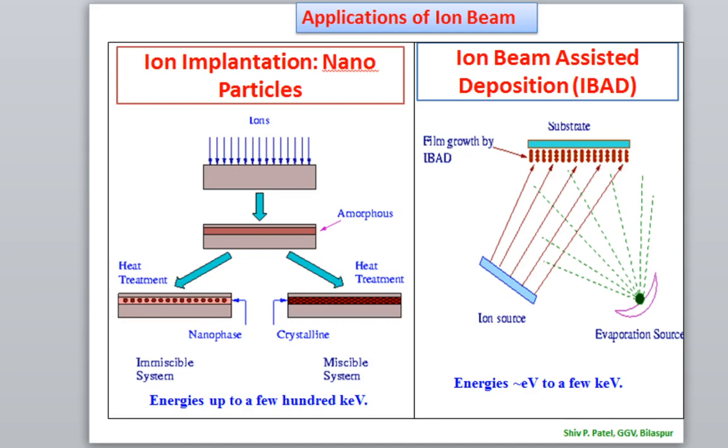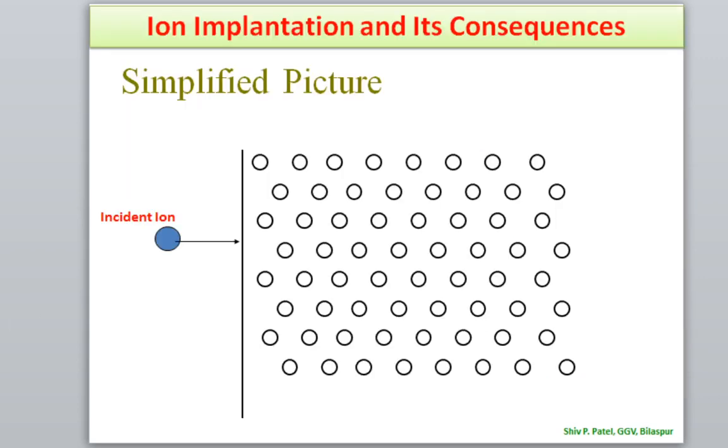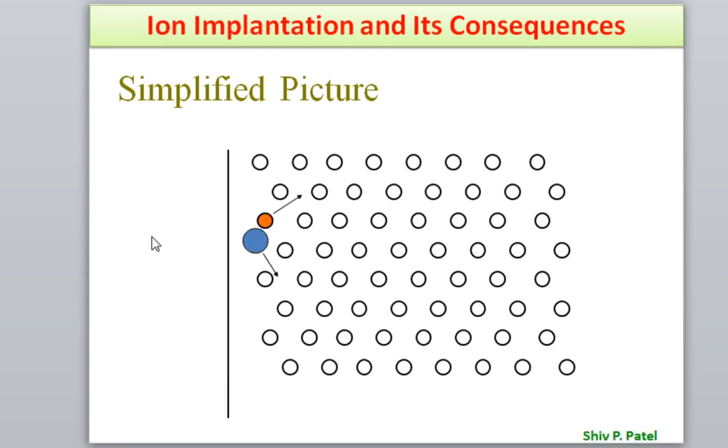Let us try to understand how ion implantation and the creation of damage happen within the material. I have tried to show ion implantation and its consequences in a simplified picture. Here we have a target material, and this is the surface of the target, and this is the energetic ion coming from the accelerator. When this incident ion hits the target, it transfers its energy to the target atom here.